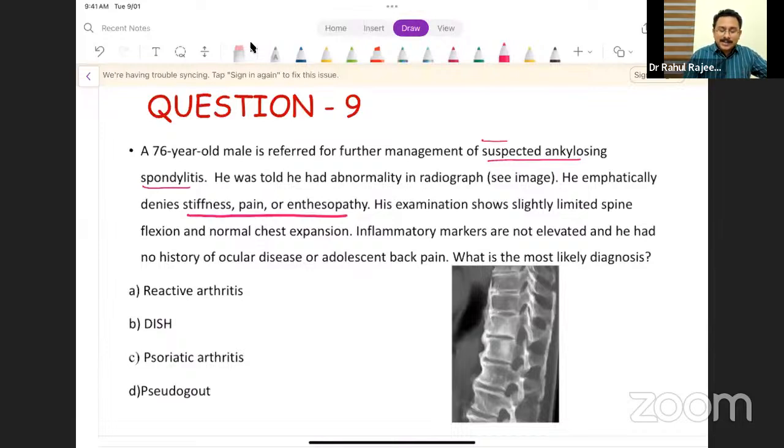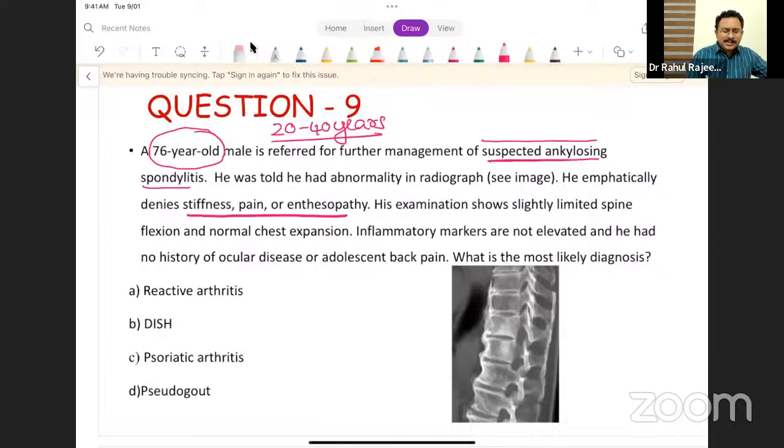So the question is mentioning a suspicion of ankylosing spondylitis. It is unlikely to be true because, one, you can see the age of the patient. We know the classical age group of ankylosing spondylitis is around 20 to 40 years. It is unlikely for a patient of this age to present with features suggestive of ankylosing spondylitis.